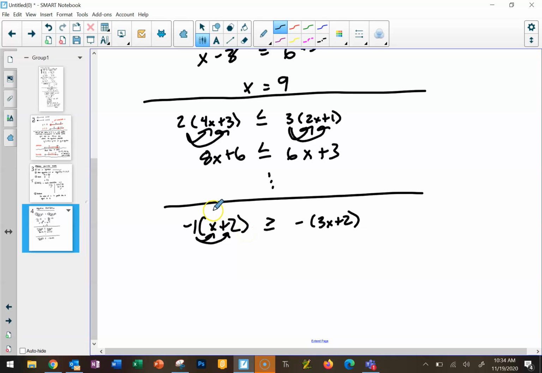Some people I noticed were putting this on top of their signs inside the brackets. That's perfect. That's fine. So now you know that whatever was here is a negative x, and whatever here is a negative 2, and then over here it's a negative 3x, and over here it's a negative 2.